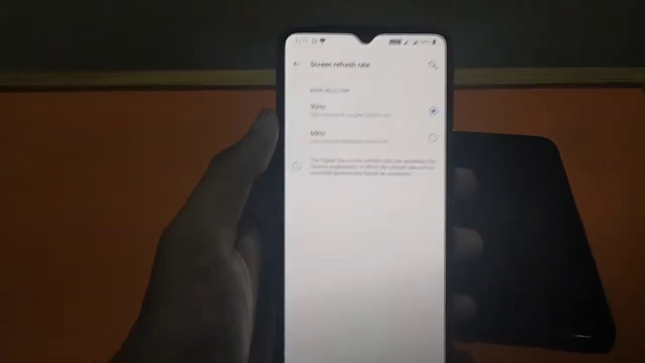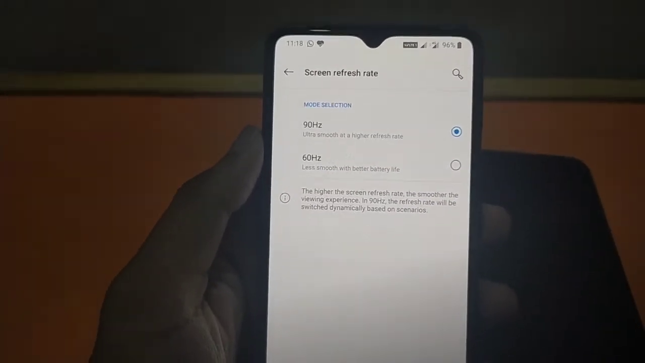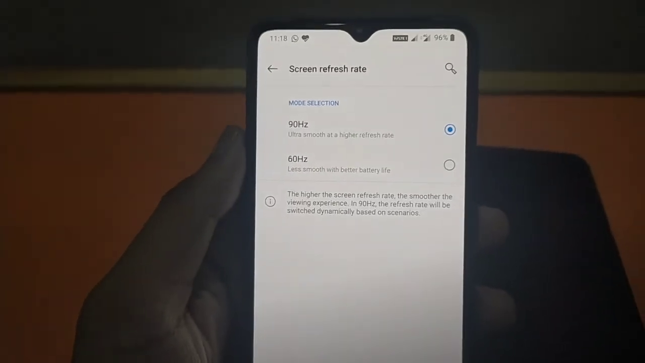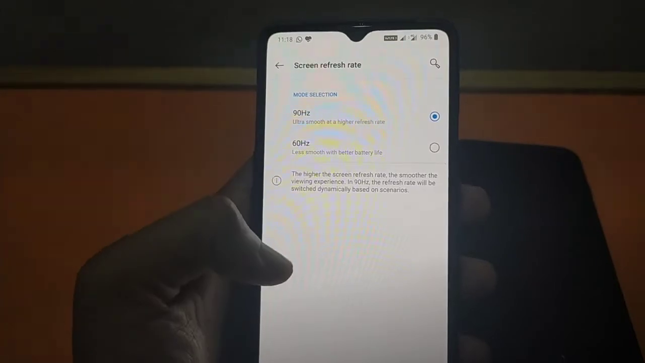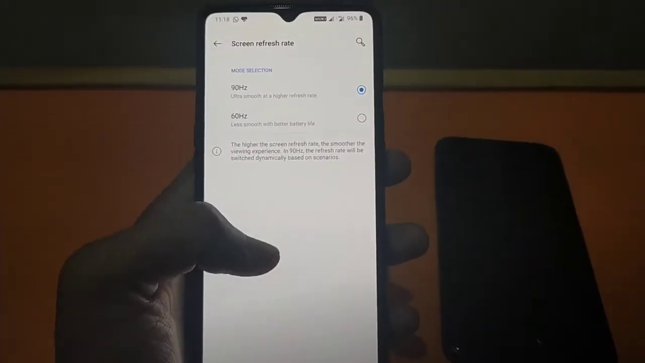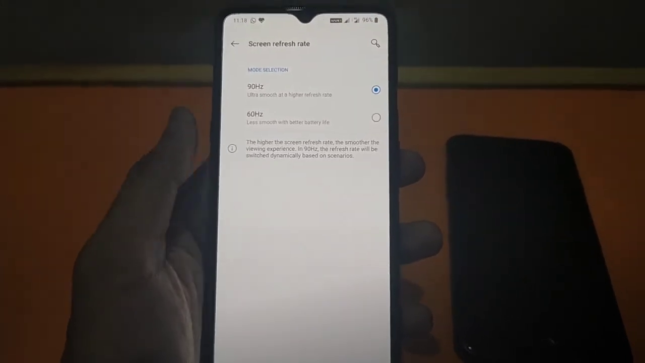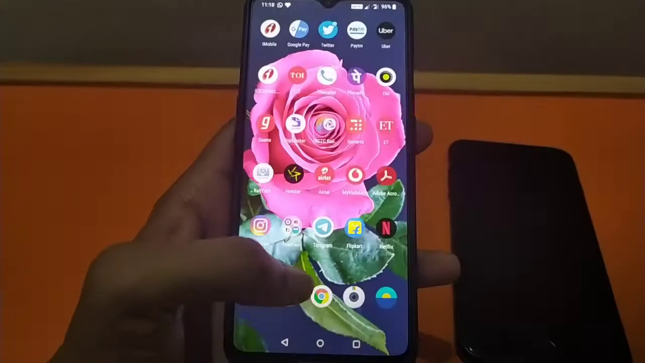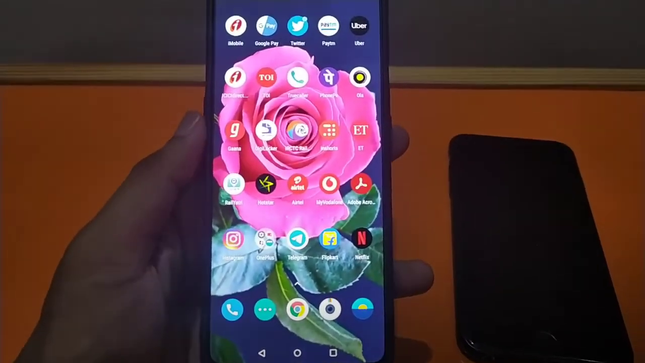Right now, if you see, my phone is set to 90 hertz refresh rate, because I'm used to 90 hertz. But then again, I don't find much difference apart from browsing, or when I'm in the app drawer section, because for other apps I feel it is as it is. It's just some enhancement over the regular 60 hertz refresh rate.